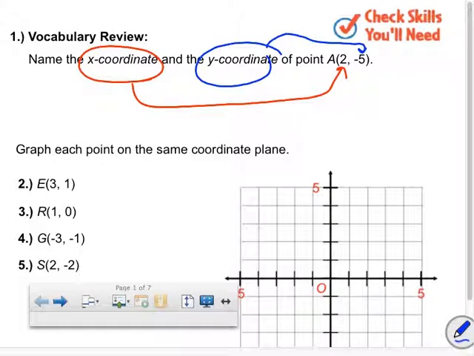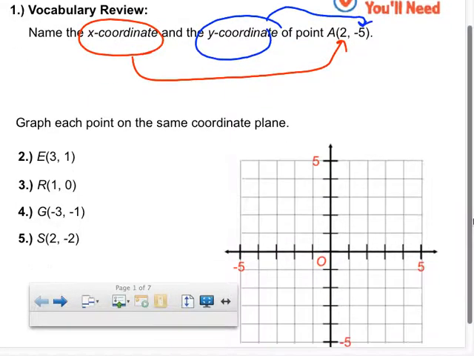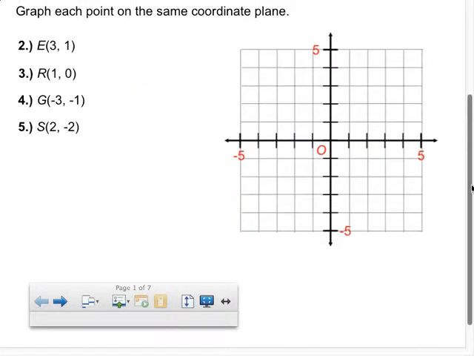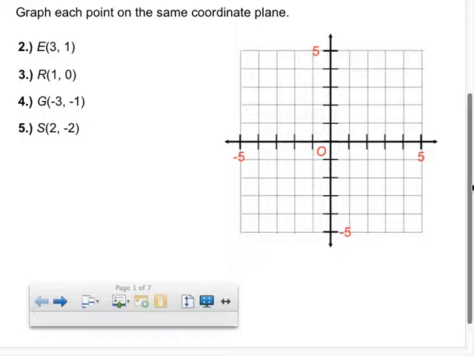Okay, so can I get a volunteer to come to the board to graph 2? India, go ahead. Pick out a color besides black, just so it stands out. And label your point with the letter E too.